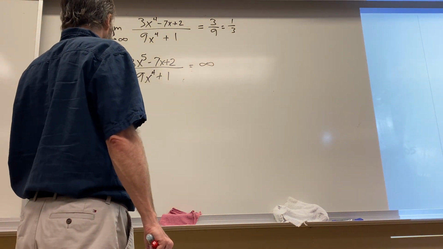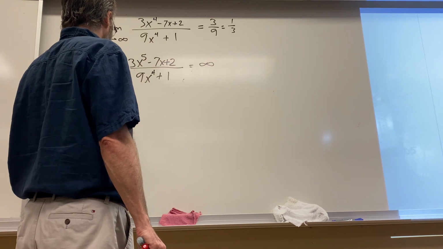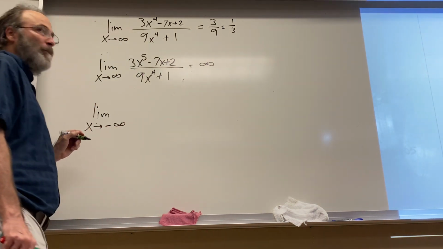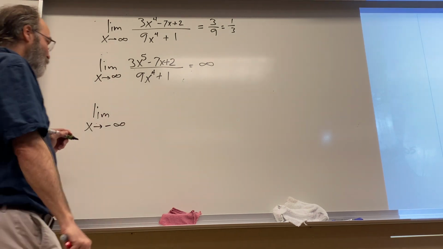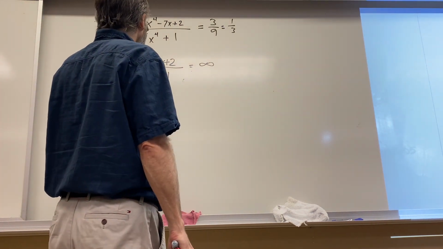Okay. And what is this called again? These are just limits, limits to infinity. So this is what I have over there. Okay, so this one's going to negative infinity.